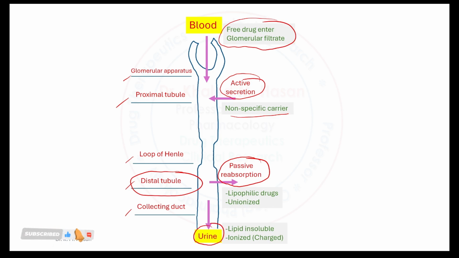We have conditions for the medication to enter the nephron from the blood through the glomerular filtration apparatus. The medication should be free to enter the glomerular filtration. Regarding the active secretion, the medication will be transported through a non-specific carrier in the proximal tubules. Moving to the passive reabsorption from the distal tubules, the medication should be lipophilic and unionized.